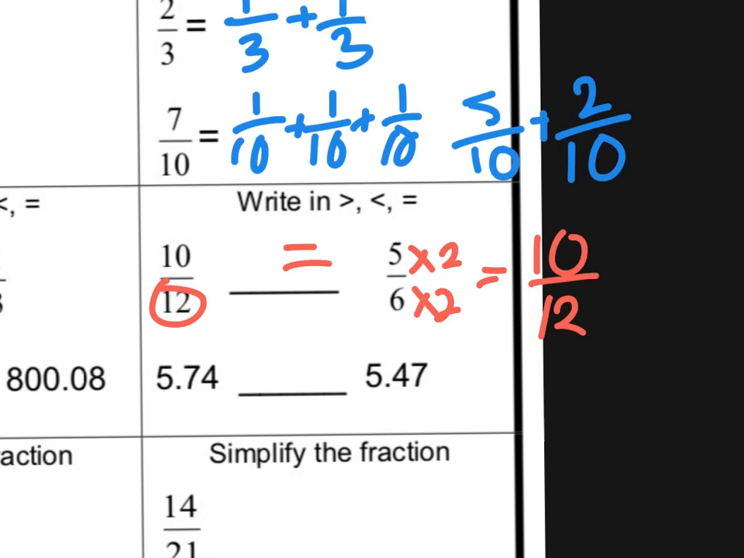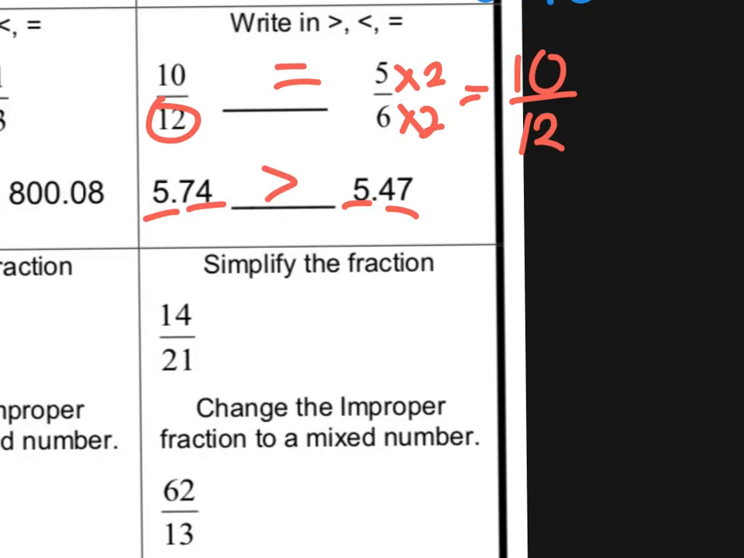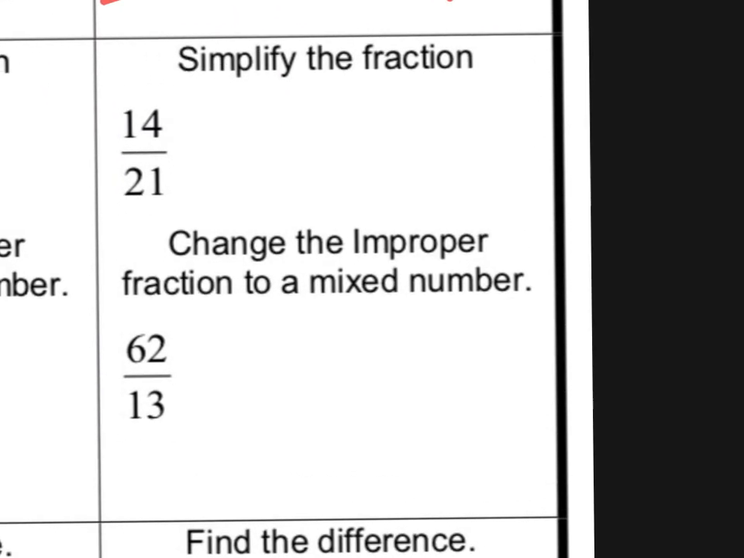For our decimal, here's 5 wholes and 5 wholes. Here's 74 hundredths, that's 47. So 74 hundredths is greater. The next part, it says simplify the fraction. We'll divide the numerator and the denominator by 7, because 14 divided by 7 is 2, and then 21 divided by 7 is 3. So 14/21 is equivalent to 2/3.